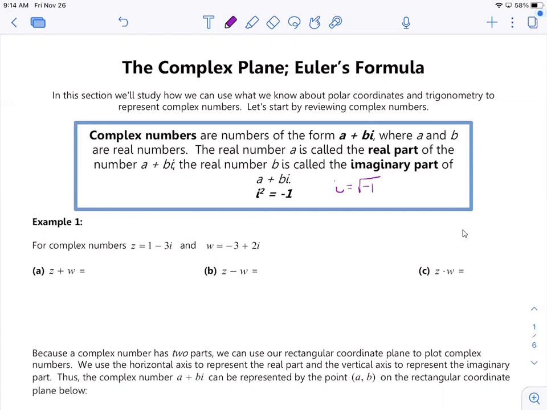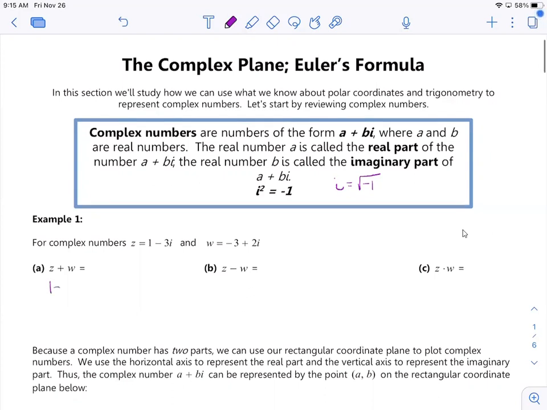So just to give us some basic background with complex numbers, example 1: for complex numbers, I'm going to call it z equals 1 minus 3i, and w equals -3 plus 2i. We're just going to show you how you can combine complex numbers just like we would real numbers. So if I'm going to add these two complex numbers, it would be 1 minus 3i plus -3 plus 2i.